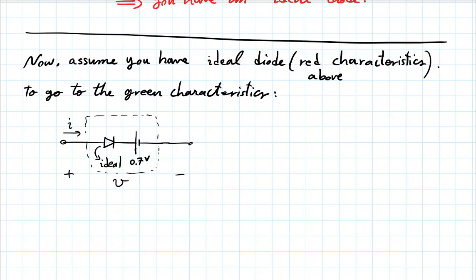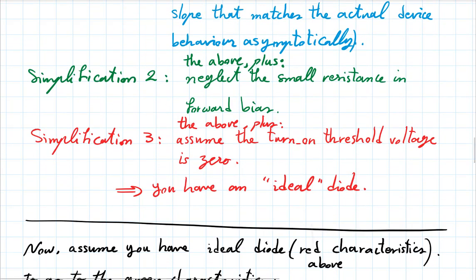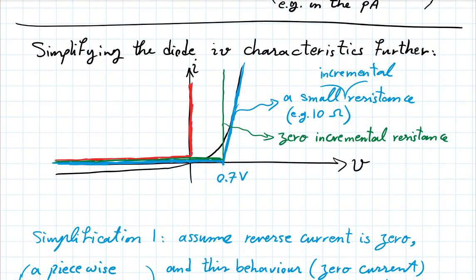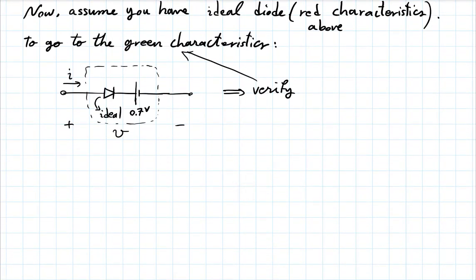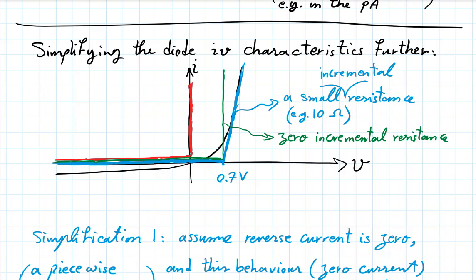So this is a good exercise at home. So verify this, that this circuit gives you the green characteristics. Okay, so do that as a little exercise at home. Now, what if I wanted to make it one step more sophisticated and get the blue characteristics? What should I do? To get the blue behavior here, add a resistor to it.